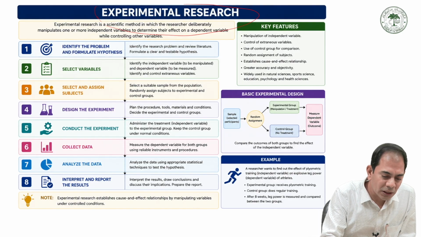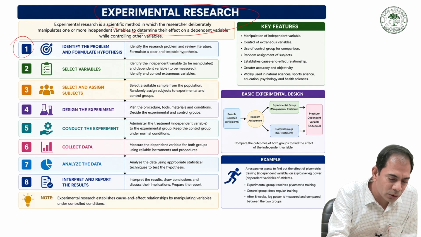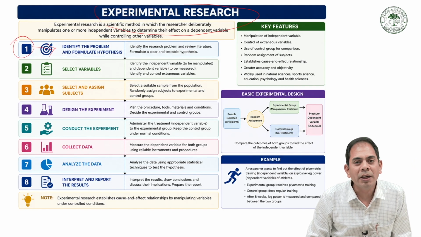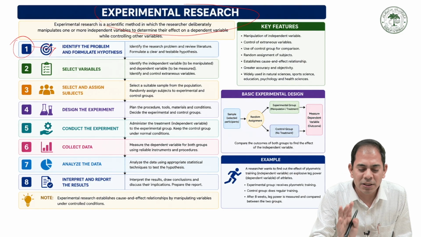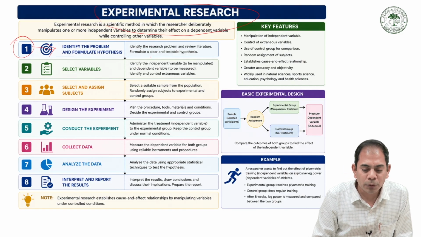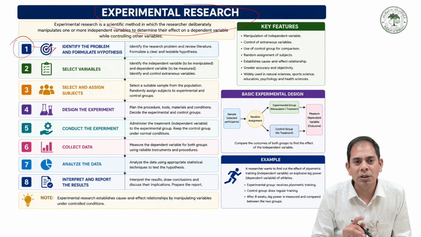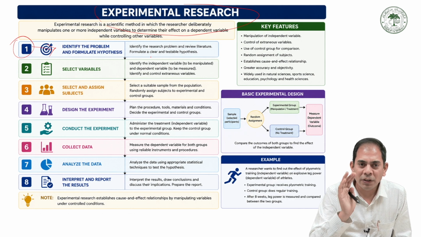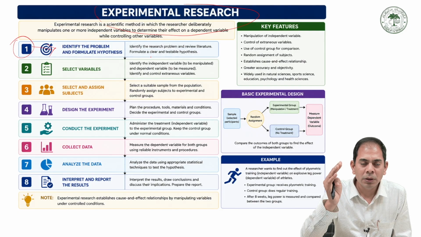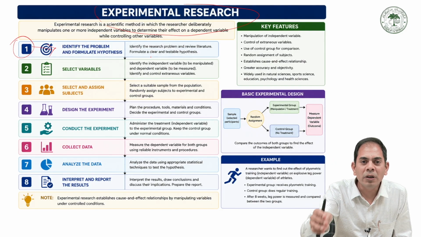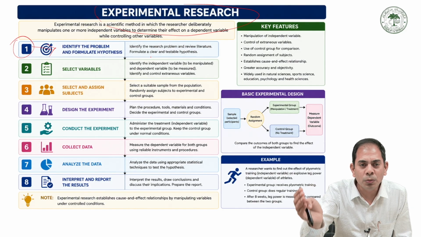The first important thing in experimental research is to identify the problem or formulate the hypothesis. This is the first step: to identify the research problem and review the related literature to formulate a clear and testable hypothesis. The important thing is first to establish the problem, and next to establish the hypothesis on the basis of limited evidence through the review of related literature.